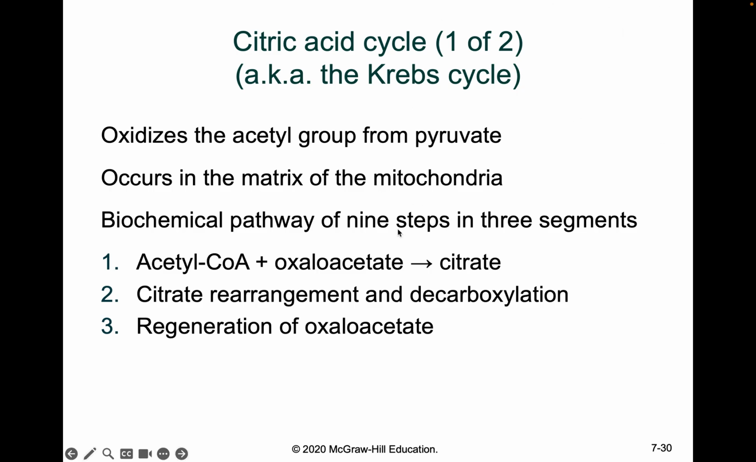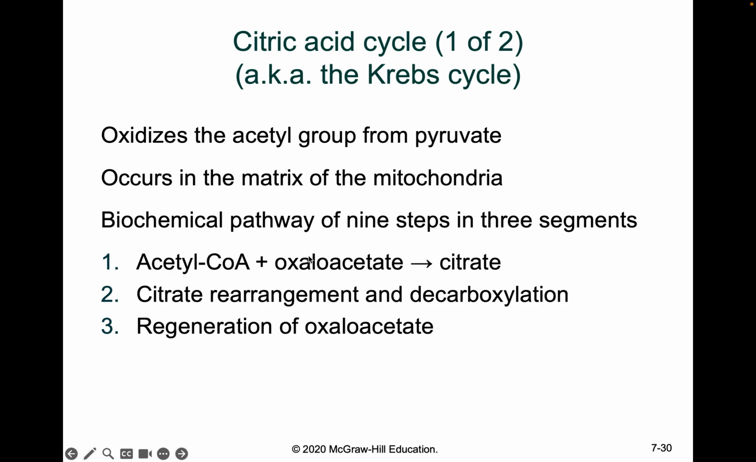The Krebs cycle has nine steps, which you also have to memorize, and you can divide them into three segments. The first one is when you get this acetyl-CoA and combine it with oxaloacetate to create citrate. Acetyl-CoA is a two-carbon molecule.